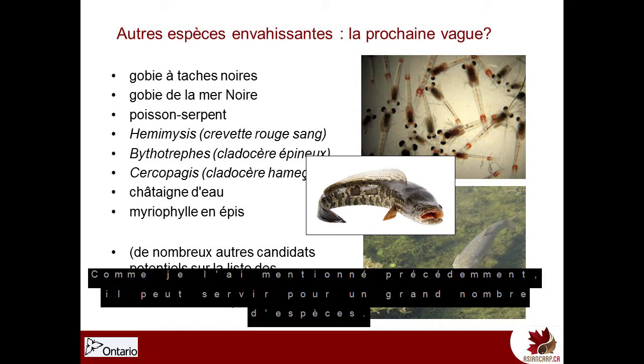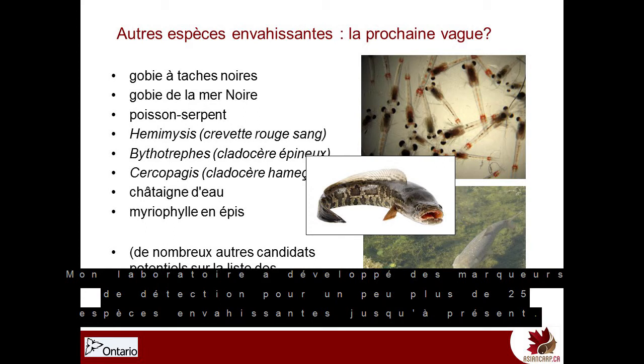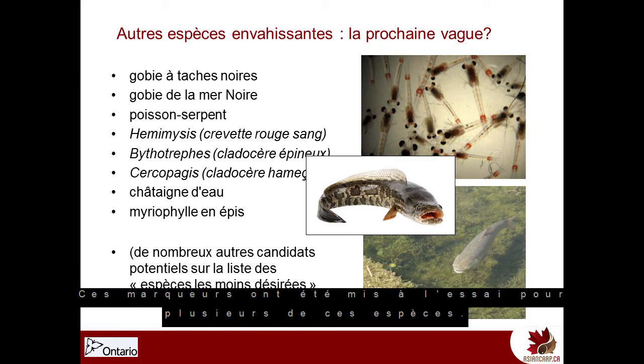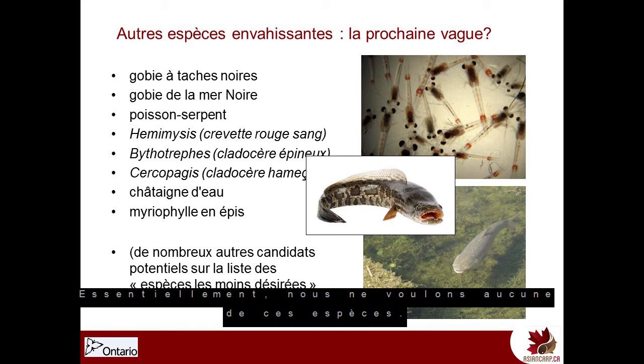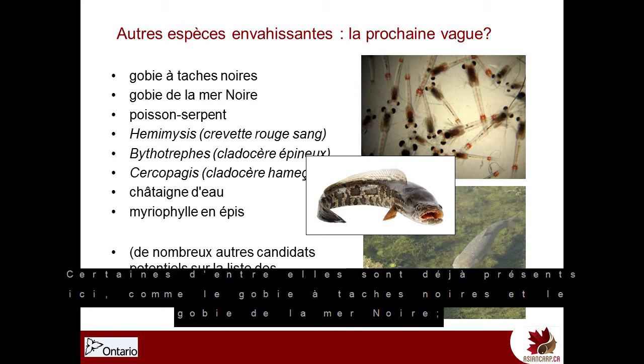And as I mentioned, this can be used for many other species. So my lab has developed detection markers for a little over 24 invasive species so far and tested it out on a number of these. Basically, we don't want any of these species. Some of them are already here, like round goby, tube-nosed goby.